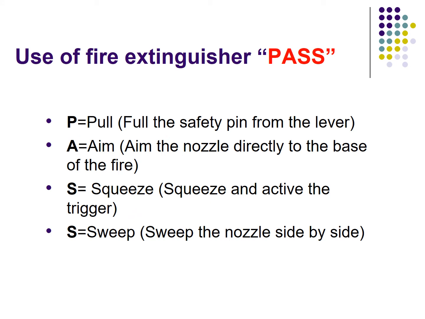Use of the fire extinguisher is PASS. PASS is the method of using a fire extinguisher. Here is the full form. P means pull. Pull the safety pin from the lever. A means aim. Aim the nozzle directly at the base of the fire. S means squeeze. Squeeze the trigger. S means sweep. Sweep the nozzle side to side. This is the standard method of using the fire extinguisher. PASS is the method of using a fire extinguisher.